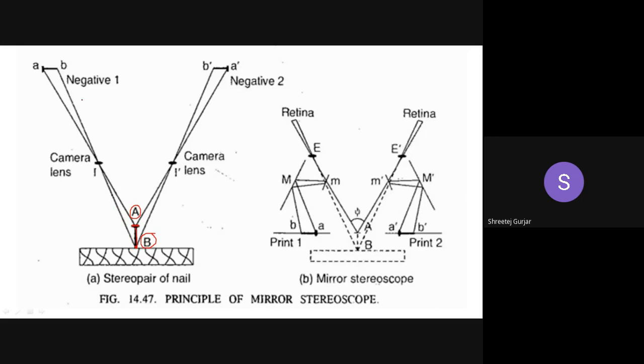If you take a photograph of this from the left side, it will be visible like this. You can see here, this is the head of the nail, represented as small a, and this is the body, and this is the bottom part of the nail, which is represented by small b.